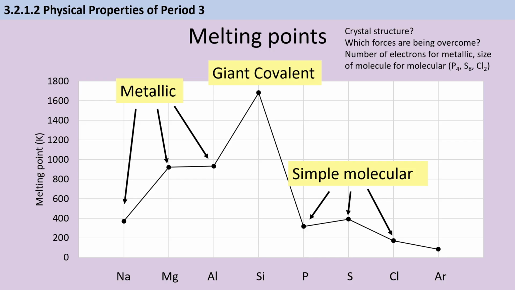The second question to ask yourself is, what is the force that's being overcome in order for this substance to melt? So for the metallic substances, it's a strong electrostatic force of attraction between the positive ions and the delocalized electrons.